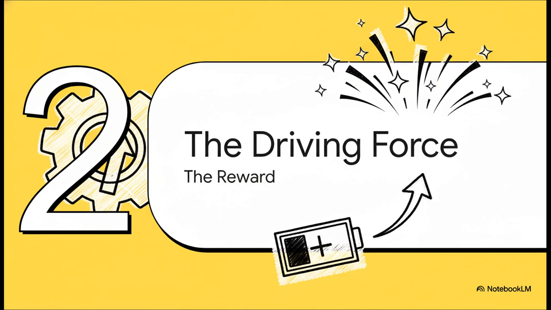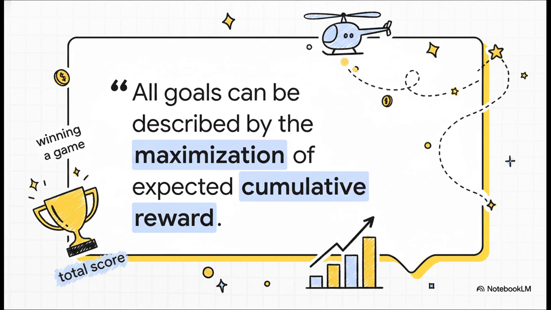So, you might be asking, what's actually driving all this learning? What's the motivation? Well, it all comes down to one simple, powerful idea, the reward. And this idea is so fundamental, there's a name for it in the field. It's called the reward hypothesis. And it's a really bold claim. It basically says that any goal you can think of, I mean anything, from winning a game of chess to flying a helicopter, can be boiled down to one simple objective, getting the highest possible score over time.